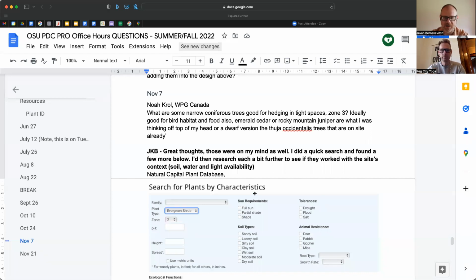We're going to start with Noah's question, and it's a good one. It gets into how do I find the right plant for my conditions. We'll look at this question in a global context, and then we'll get down to specifics. Noah's question is: what are some narrow coniferous trees good for hedging in tight spaces, zone 3, ideally looking for bird habitat and food? Also, emerald cedar and Rocky Mountain juniper are what I was thinking off the top of my head, or dwarf versions of cedar trees that are on site already.